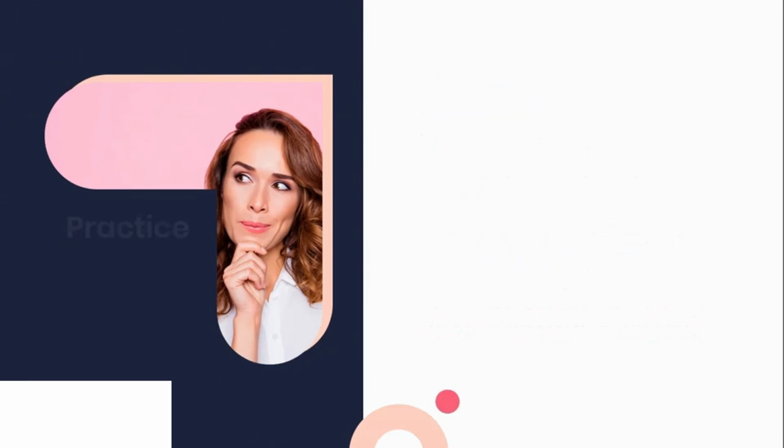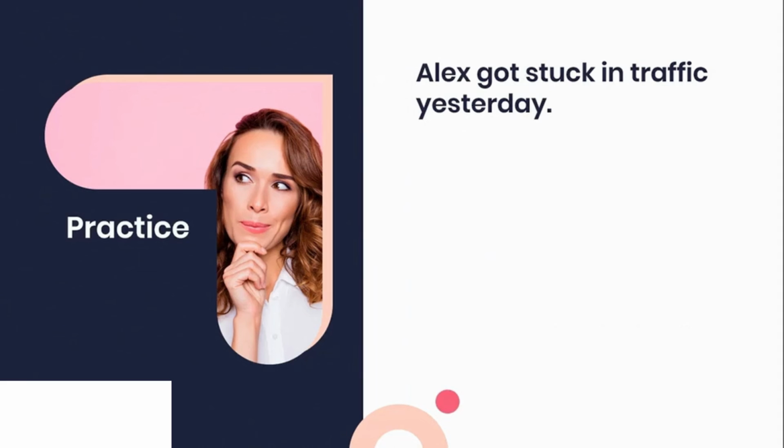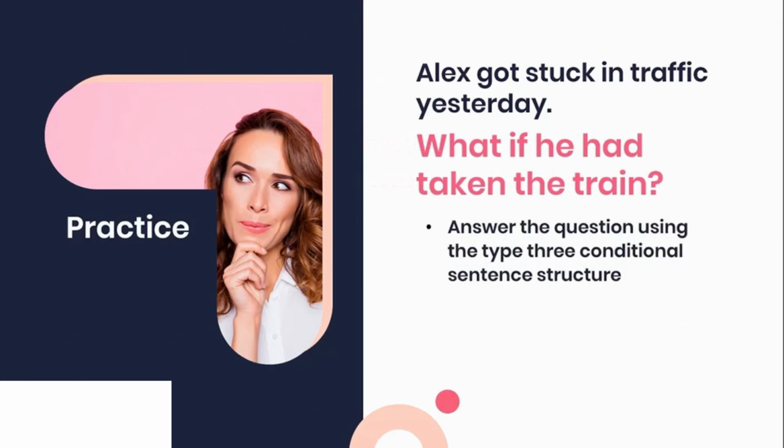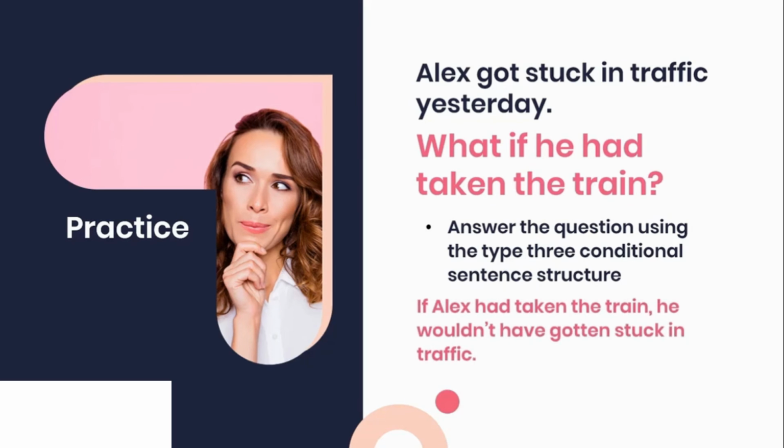Let's have one more practice round. Alex got stuck in traffic yesterday. What if he had taken the train? Answer the question using the type 3 conditional sentence structure. I'll give you a moment. If Alex had taken the train, he wouldn't have gotten stuck in traffic. Did you get the sentence structures right?